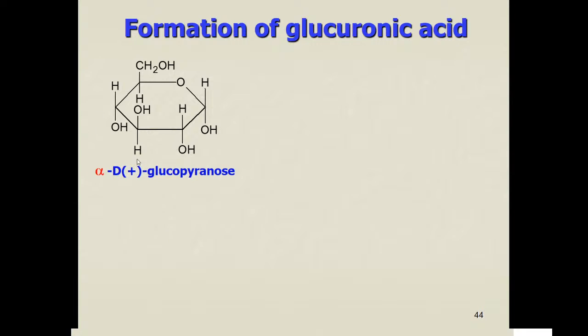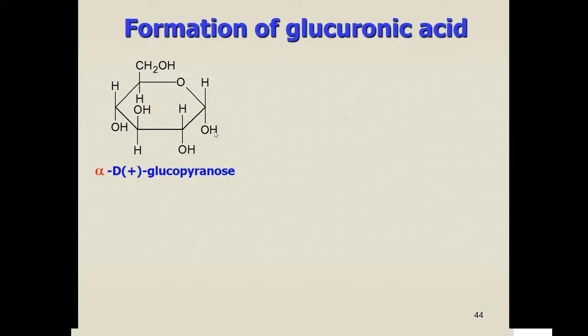So if we need to oxidize just the 6-position OH group and not the aldehyde group, we need to somehow protect our aldehyde group from oxidation. That means we must not allow this OH group to form the open-chain form back. How can that happen? By protection with alcohols.